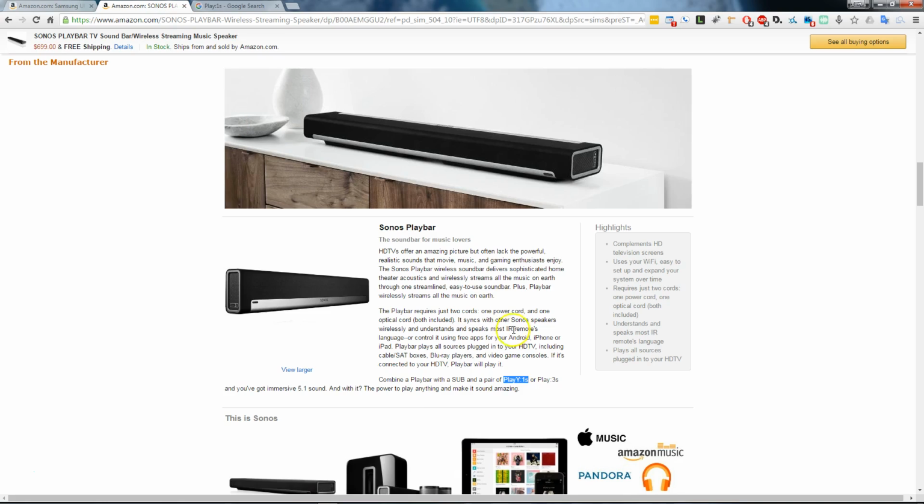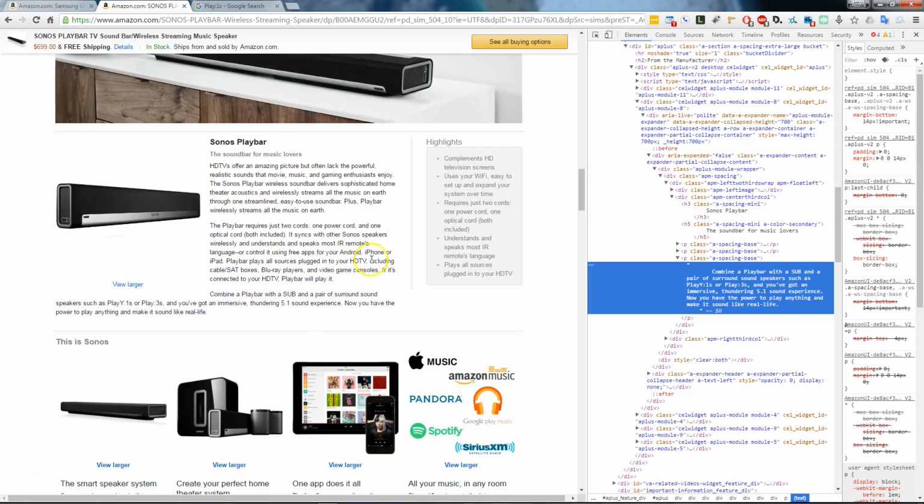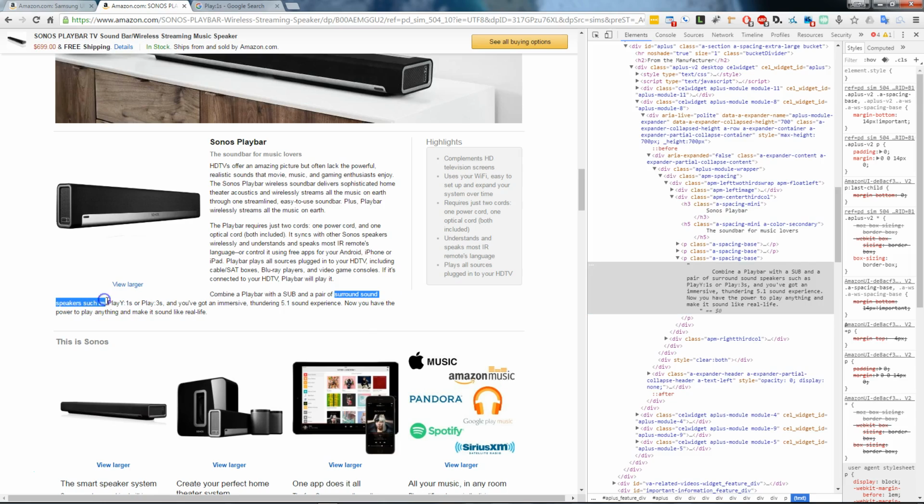And obviously it's surround sound. Now we know it's surround sound. So let's edit this sentence. So compare the previous concluding paragraph with this. Combine a Playbar with a sub and a pair of surround sound speakers, such as, just being a little more clarifying, setting a bit of context for people that don't know what the Play 1s are. And you've got an immersive, thundering 5.1 sound experience.